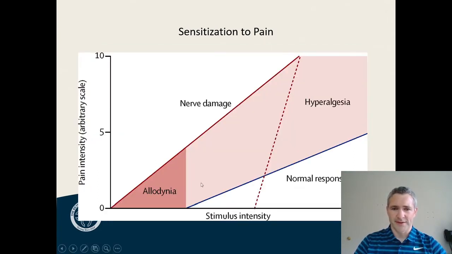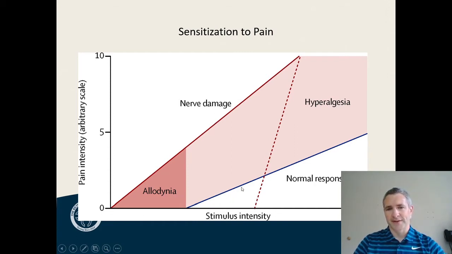Okay, here's kind of a similar graph. Down here is kind of the normal response we would expect to feel with some type of painful stimulus, like a bee sting, for example. And then when you have some type of nerve damage or sensitization, you can see that the pain gets worse for the same level of injury or insult to our system.